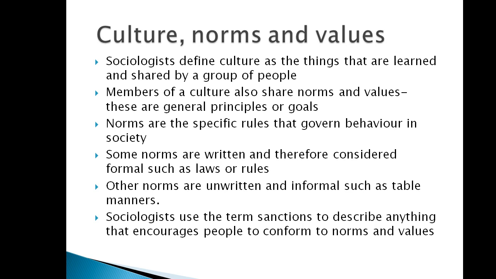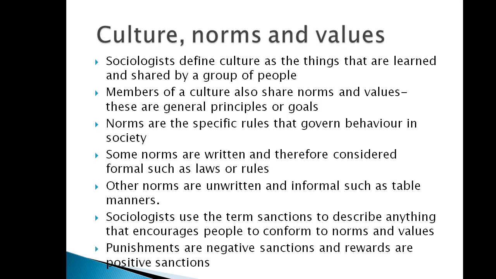Sociologists use the term sanctions to describe anything that encourages people to conform to norms and values. These are seen as a form of social control. Punishments are negative sanctions. An example of a negative sanction is a teacher telling off a student for wrong behavior. This teaches them that the behavior is incorrect and stops them from repeating this again. Rewards are known as positive sanctions, and an example of this is a teacher rewarding a student with achievement points. This teaches them that that behavior is correct.